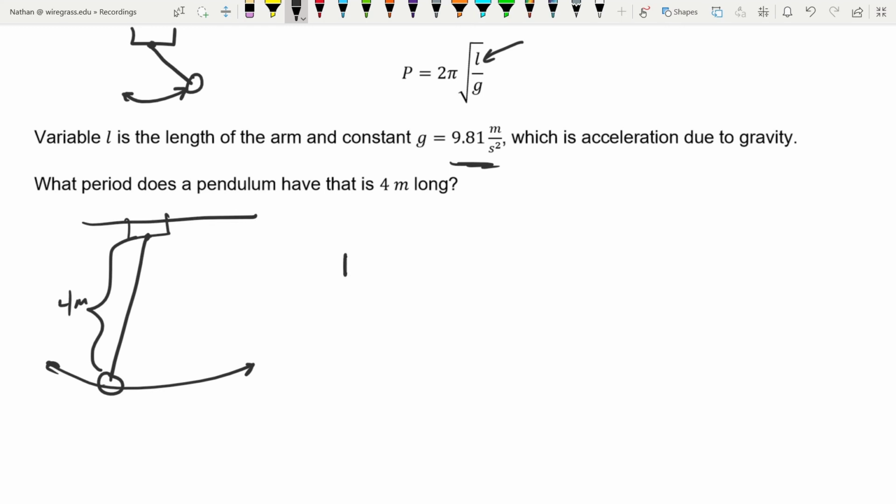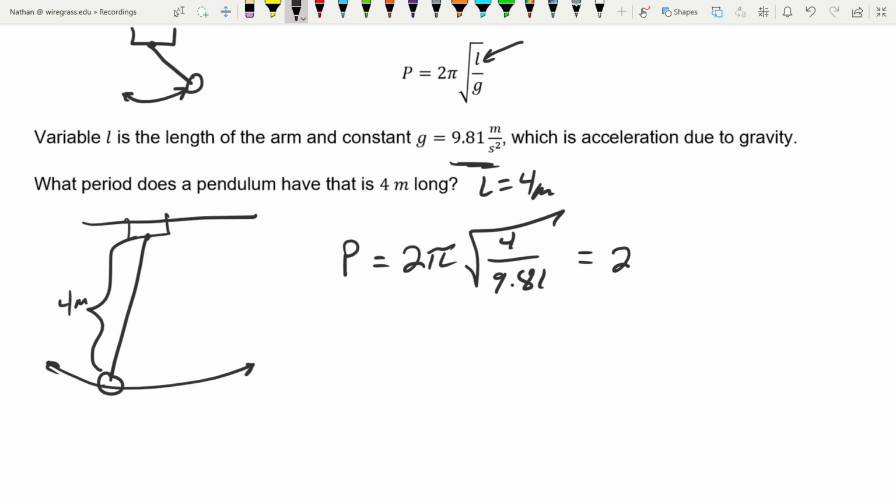Well, to do that, all we have to do is plug it into the expression. The square root of L is now 4. That's all that's being said here: L is 4 meters. And gravity is 9.81. I can use a property of exponents to split this radical up. That's going to give me root 4, or 2, on top, and that multiplies the 2 pi, giving me 4 pi over the square root of 9.81.